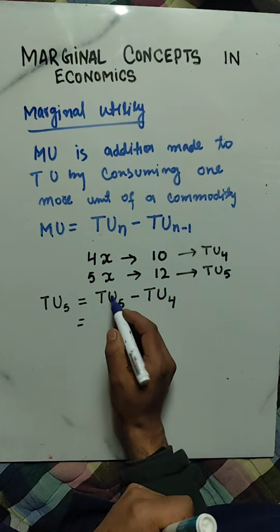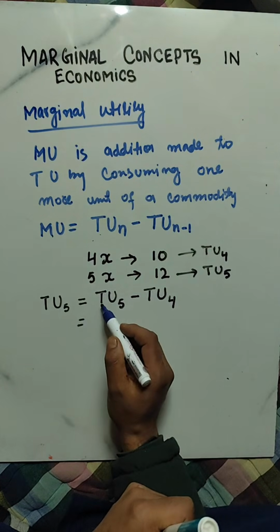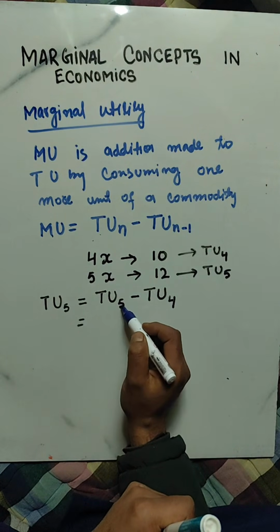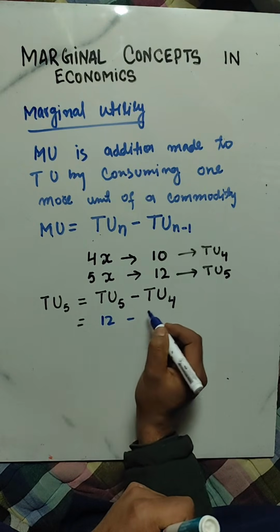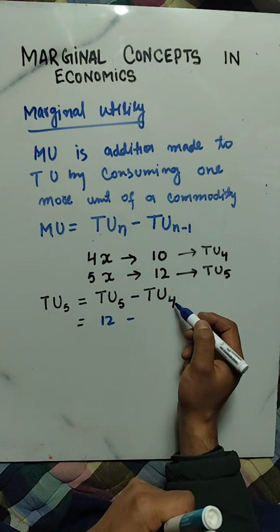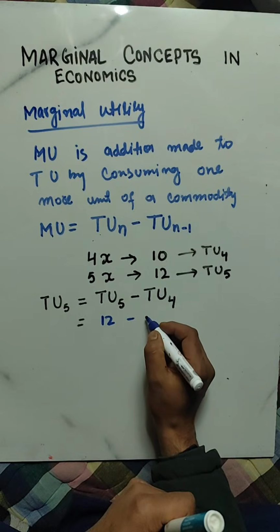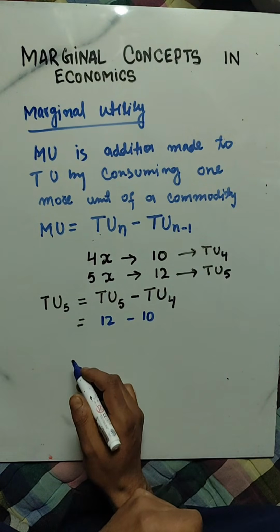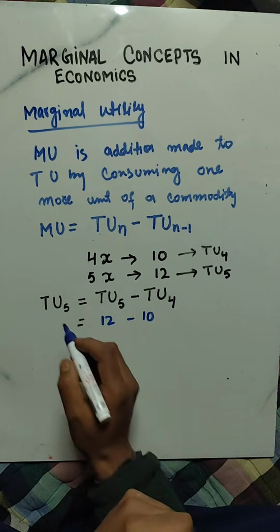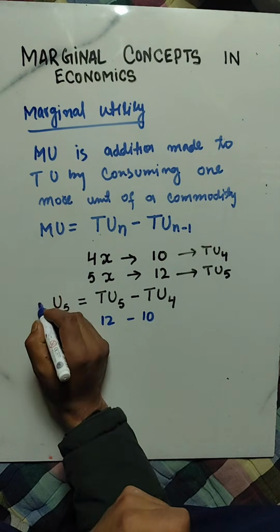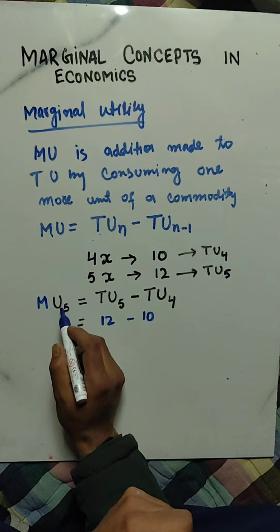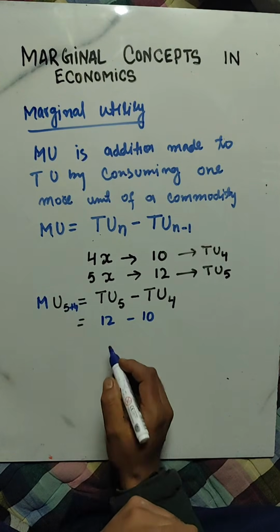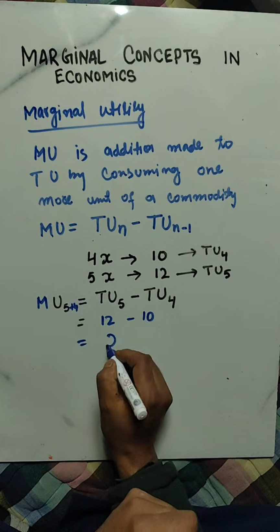So here you can see now, total utility derived by consuming 5 units is 12, minus total utility derived by consuming 4 units of good X, which is 10. That means the marginal utility by consuming the fifth unit will be equal to 12 minus 10, which is equal to 2.